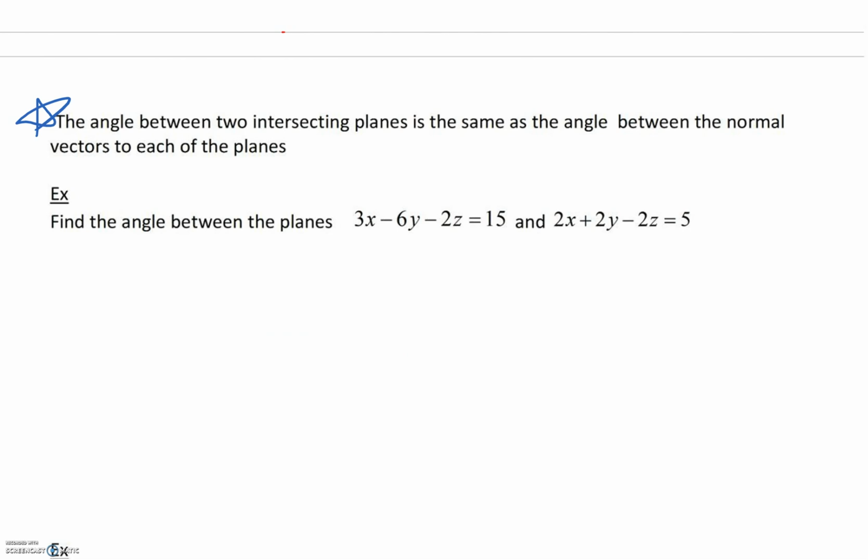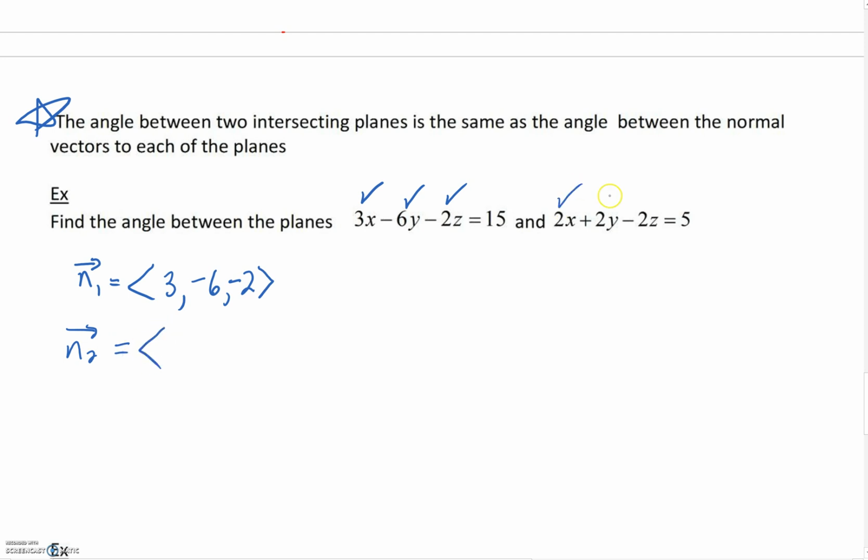So that's a quick justification. We can talk more about that real quickly. But they want you to find the angle between the two planes. Well, it's going to be the angle between the normal vectors. We can do this very fast. So your first normal, I hope you're going to notice, is really the coefficients of what you have here. It's 3, -6, and -2. As we look at our second plane, N2, that's going to be a 2, 2, and a -2. And at this point, you really are just finding the angle between these two vectors.